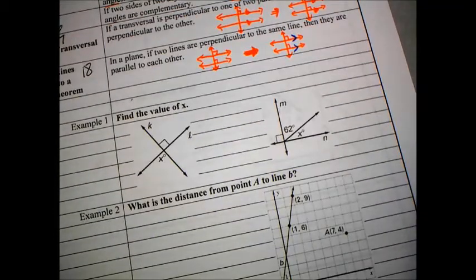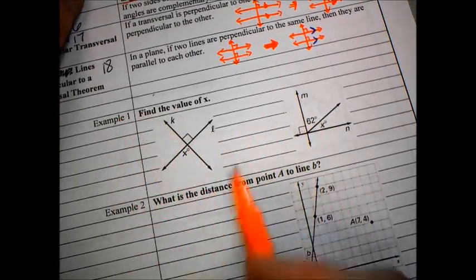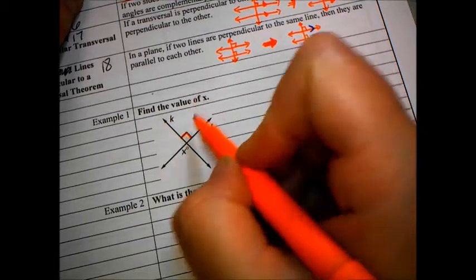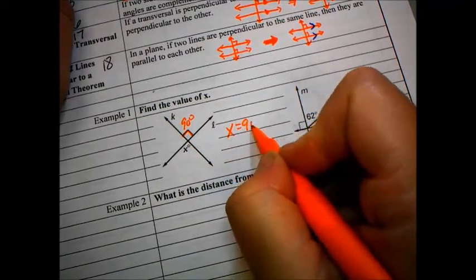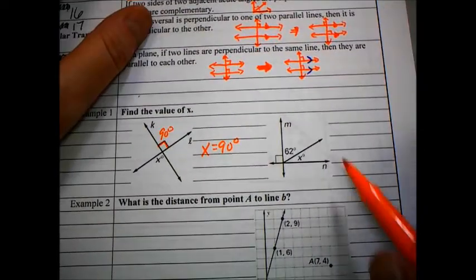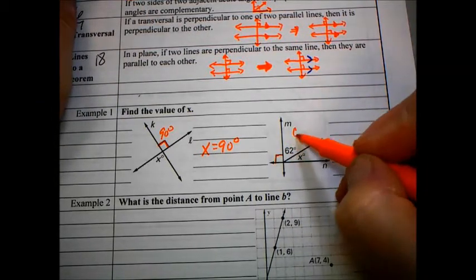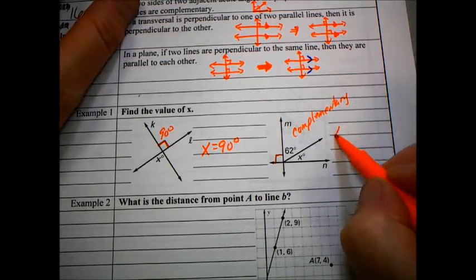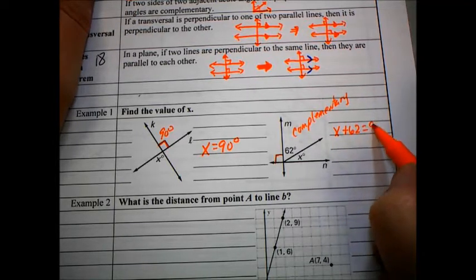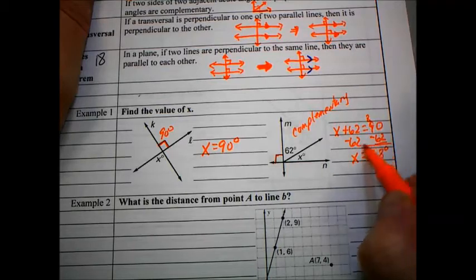Okay, on our examples, these are pretty simple looking examples. On one, we have two examples here for part one. It says find the value of x. Notice I have the box, which means this is a 90-degree angle, perpendicular lines, so that means x equals 90 degrees. On the second example, notice we have the box on the left side, so that means these two angles are complementary, which means they add to 90 degrees. That means x plus 62 equals 90, so I'm just going to subtract 62 and find out that x is 28 degrees.